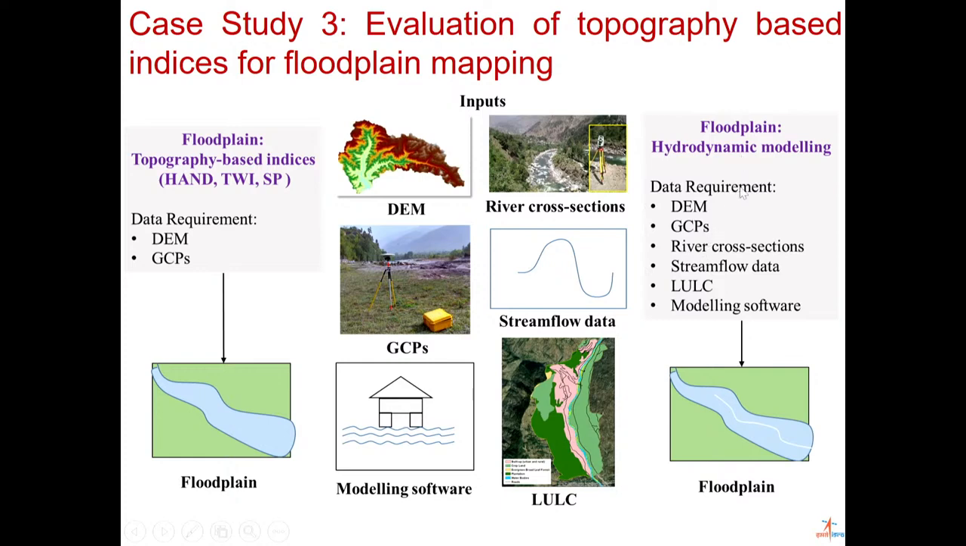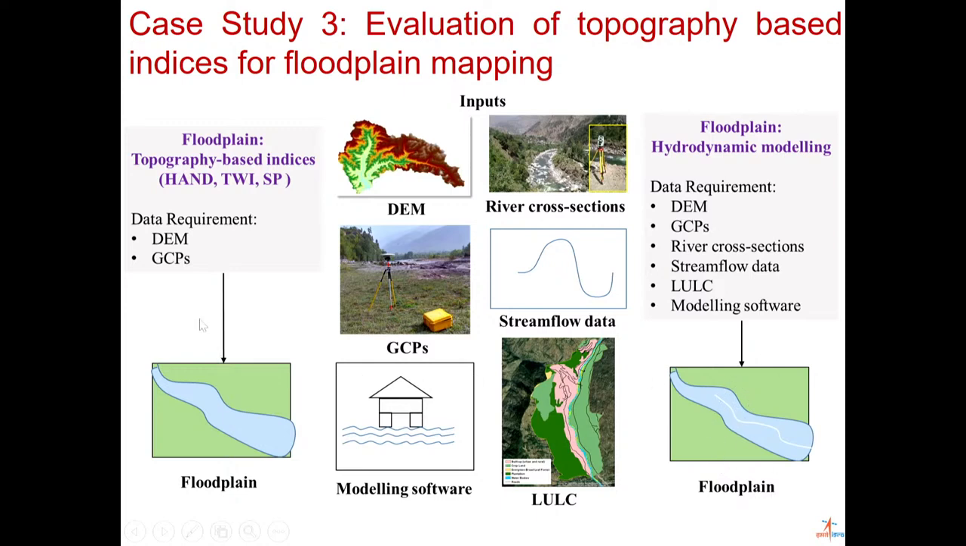you need ground control points, maybe from DGPS and total station survey, river cross sections, then stream flow data, land use land cover, and then the modeling surface. So you need this much information to get this floodplain map.